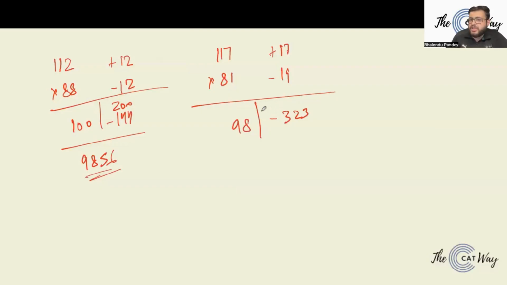Now from 98 you will be carrying forward a 4 because you need 400. Right? So you'll be carrying forward a 4. So you'll be getting a 94 over here. 400 minus 323 gives you a 77. 94, 77 becomes your correct answer for this question. Right? So this is the manner in which you have to do it.